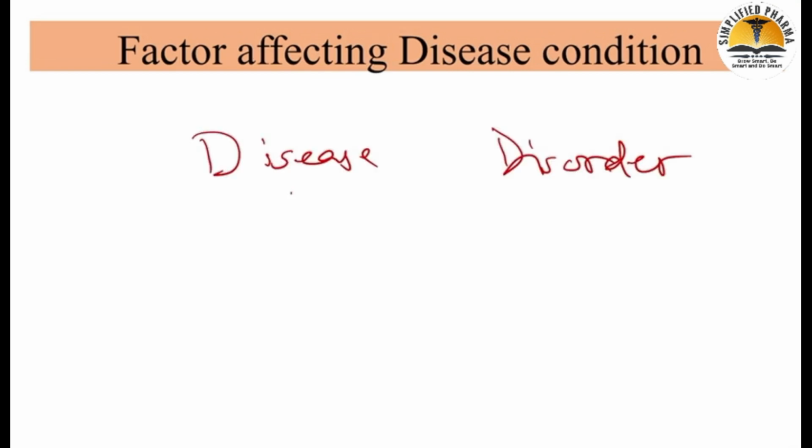Hello students. So today we are going to learn about the factors that affect disease conditions. Before we proceed to our topic, we should know the difference between disease and disorder, right? Disease is a pathological process having a characteristic set of signs and symptoms.